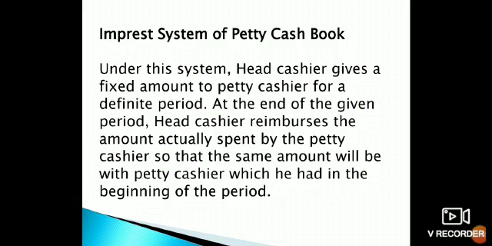For example, every week the petty cashier is receiving 1000 rupees from the head cashier, and for a particular week if he is spending 700 rupees, that 700 rupees will be reimbursed from the head cashier again. So already he will be having 300 in his hand, along with the 700 he will have 1000 rupees every week, so that he will maintain the petty cash book properly.